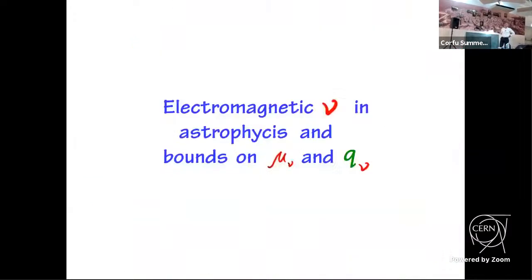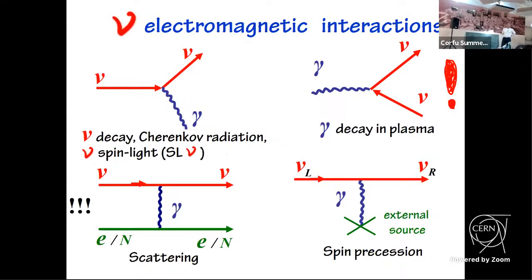I will skip this. Electromagnetic neutrinos in astrophysics and corresponding bounds. So there is a set of the most important electromagnetic interactions that can have important contributions and implications in astrophysics. The first is the decay of a heavy neutrino to a lighter one. The same diagram describes the Cherenkov radiation in plasma. The same diagram describes the spin light of neutrino.